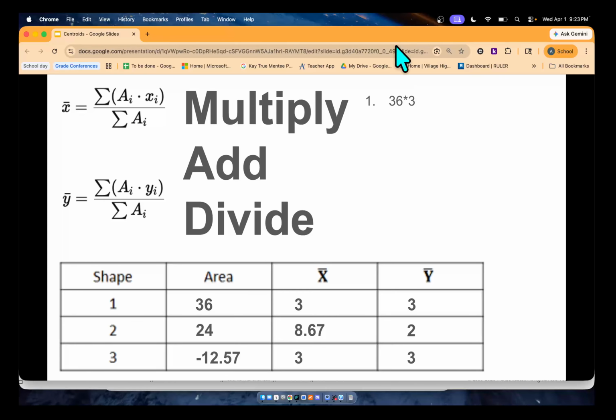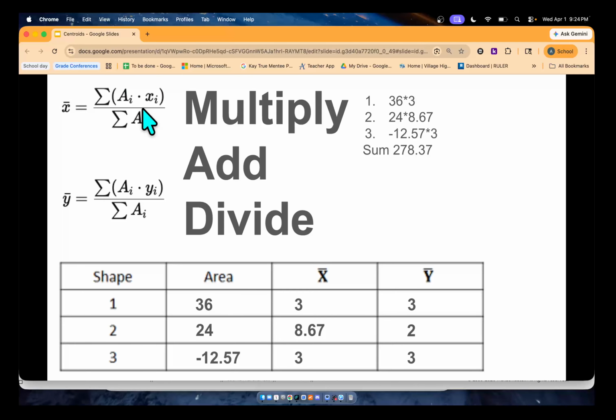So we're going to walk through that. Shape 1 is 36 for your area times 3 for your centroid. Shape 2 is 24 for your area times 8.67 for your centroid of that shape. Number 3, shape 3 is negative 12.57. Remember, it's a hole, so it's taking away from our total, times 3, and that is going to be added together to give us 278.37. Now that's the top line right there.